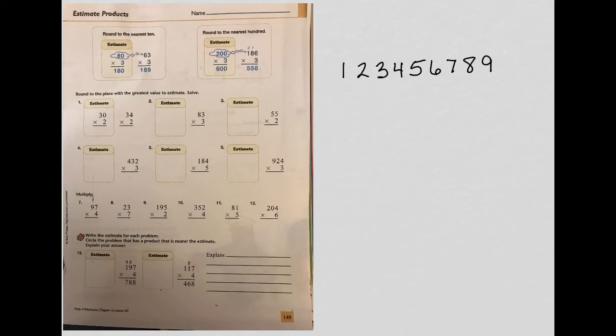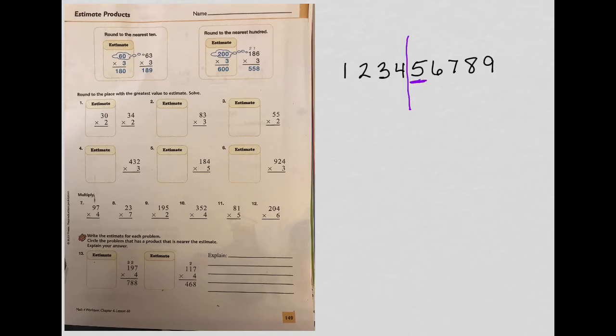Well, guess what? Today we are going to do more estimating. We're going to estimate products today. And do you remember whenever we estimate, what number is the number that tells us that we need to round up? If you said 5, you are correct. So basically, the number next to it tells us whether it's going to round up or stay the same, or round down, depending on what we're trying to do. All right, so if the number beside it is a 5 or higher, it's going to round up to the next number. So let's take a look at our page.